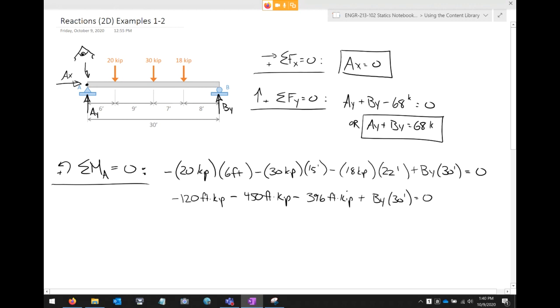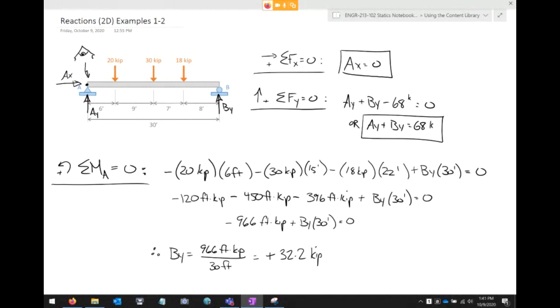And notice how I only have one unknown, just BY. So this is just going to be algebra at this point. So 120, 450. So what is that? Minus 966 plus BY times 30 is zero. And so maybe I ought to move the 966 over to the other side of the equation and divide by 30. And that's positive, by the way. 32.2 kips.